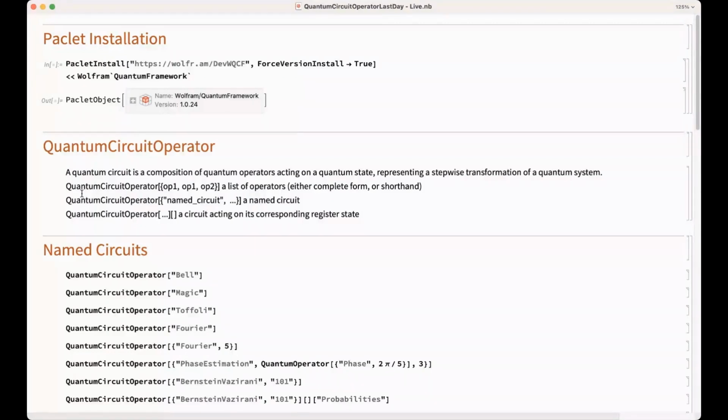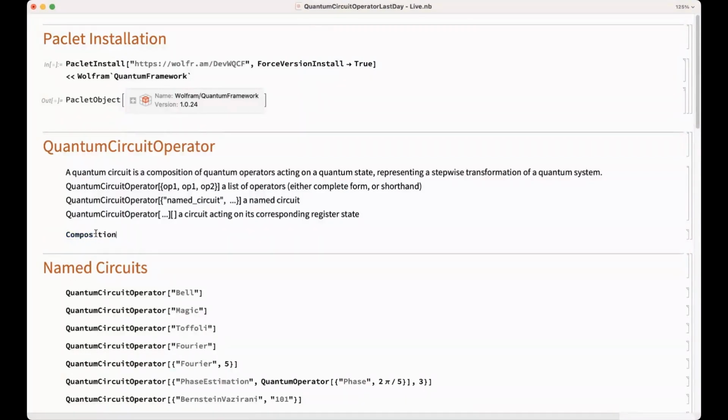So again, a reminder, whenever you think about a quantum circuit, remember it's a composition of operators. And what I would like you to remember is that you can see this composition in the usual sense when we say composition in everyday life, and also composition in the Wolfram way. Composition has a very specific meaning in Wolfram Language. So that's both of them together.